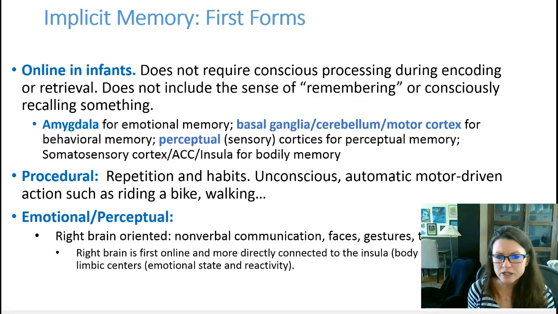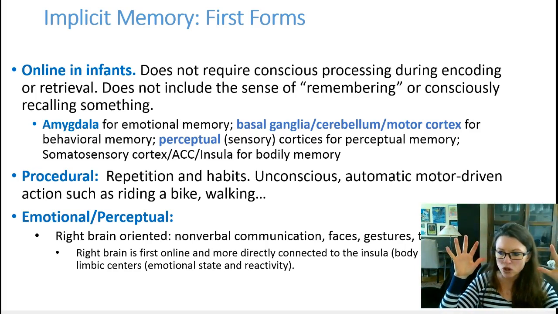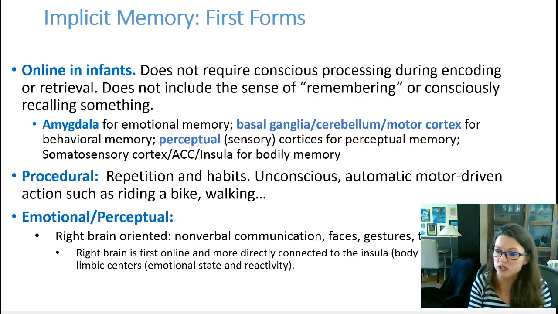The amygdala, so a lot of things are involved in our implicit memory systems. The amygdala for emotional memories, basal ganglia, cerebellum, and motor cortex for behavioral memory, perceptual or sensory cortices for perceptual memory, and our somatosensory cortex, our ACC, and our insula for bodily memory. The somatosensory cortex is like a mapping of all touch places in the body. So it maps everything that has to do with bringing in the sense of touch. The insula we've talked about in terms of the internal organs and how they are sensing something.